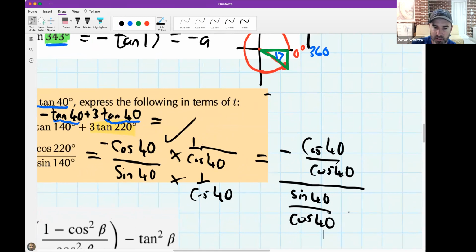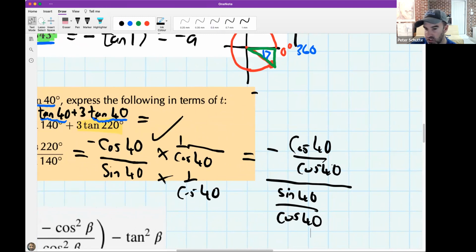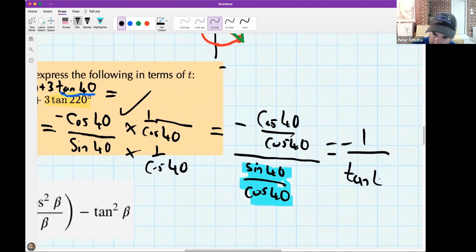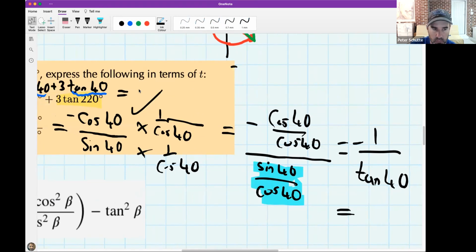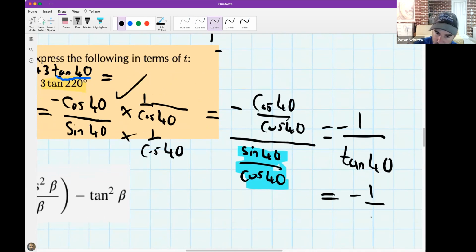Now, I did that because I really wanted to get sine over cos, which is tan. What is cos of 40 over cos of 40? It's just 1. And so we end up with minus 1 over, and what's this thing over here? Sine of 40 over cos of 40. Well, that is just going to be tan of 40. And at the very beginning, what did we say about the tan of 40? We said t is the tan of 40. So the answer would just be minus 1 over t.